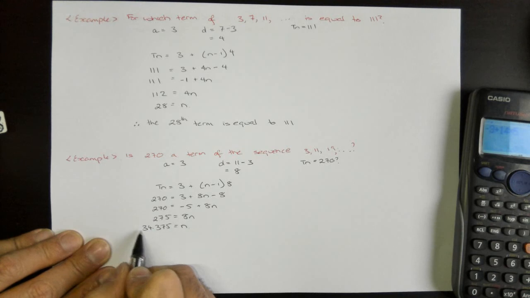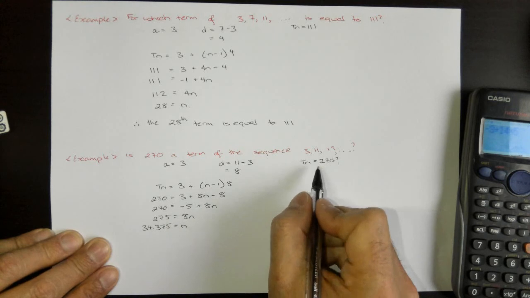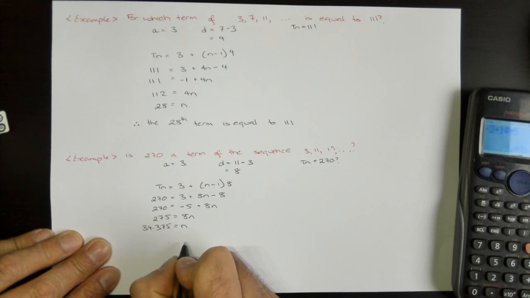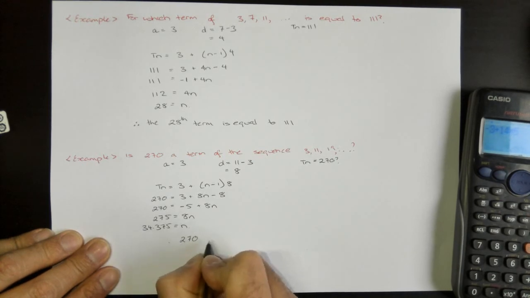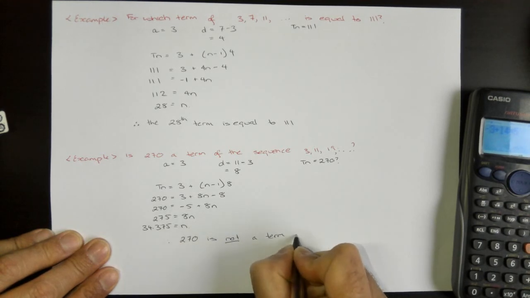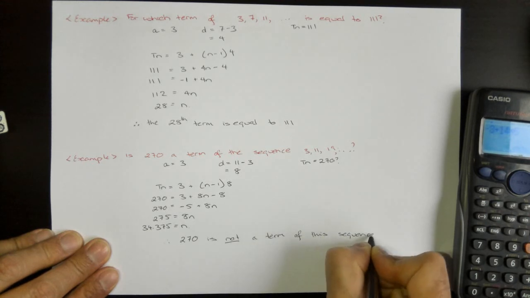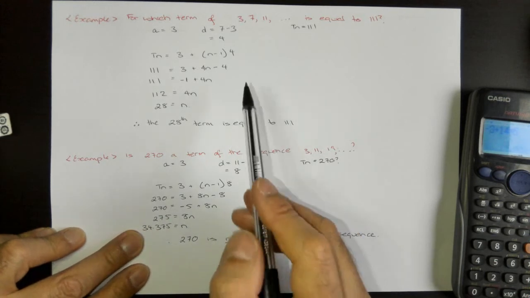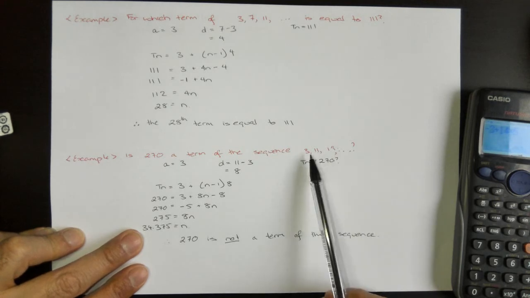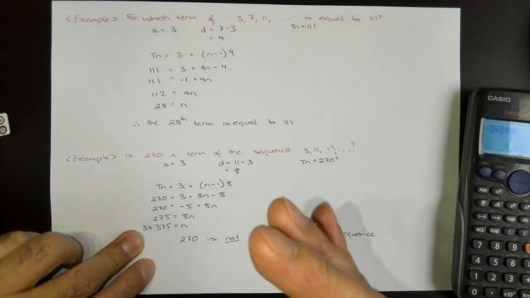n equals 34.375. Now, because n is not a whole number, it's not an integer, therefore 270 is not a term of this sequence, because that's a decimal. Really, if you think about it, we have the 1st, 2nd, 3rd, then it'll be the 4th, 5th, 6th. We do not have a 1.2th term. We have whole numbers.